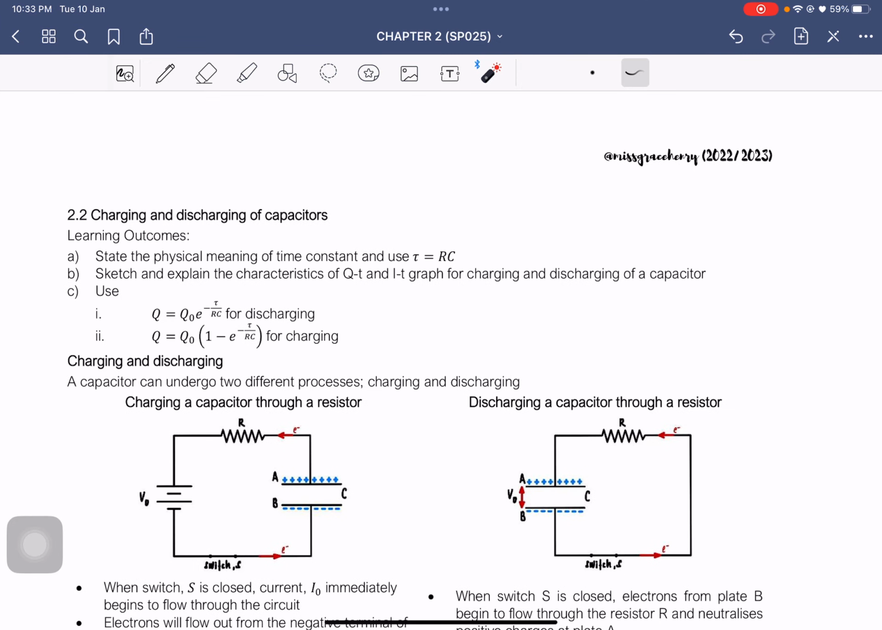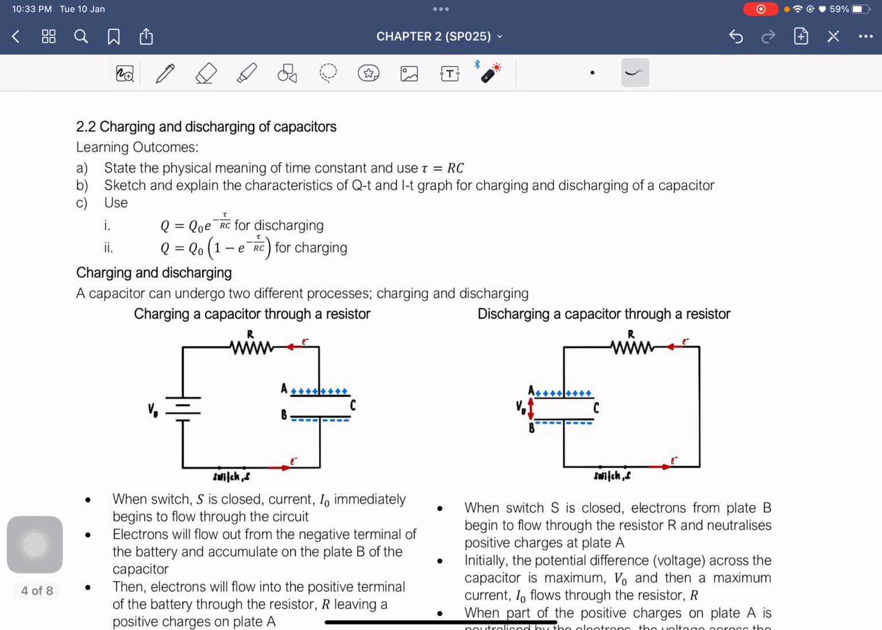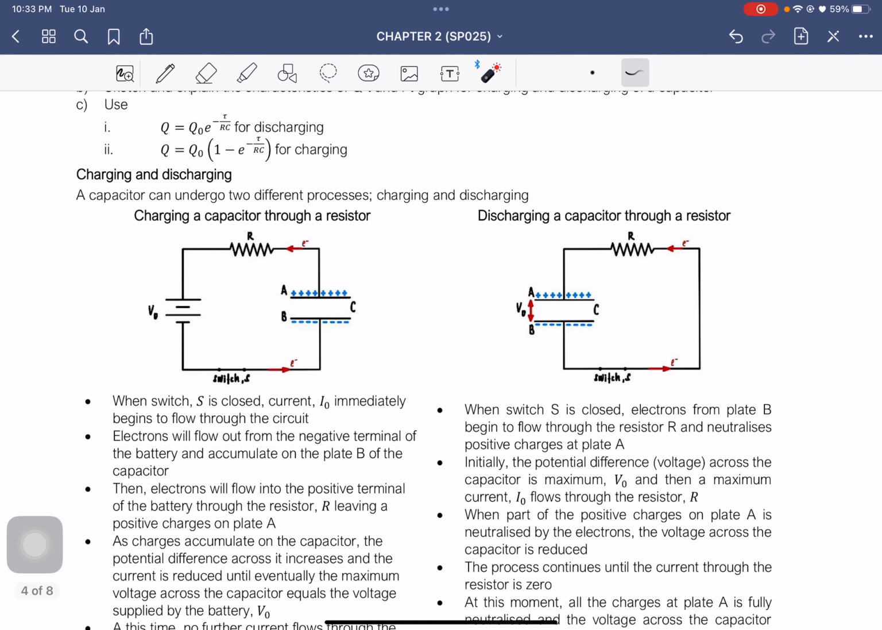Okay, so we have two processes that a capacitor can undergo, which is charging and discharging. So how do you charge a capacitor through a resistor is basically when you turn on the switch, which is when you close the switch, like what you did in today's experiment, the current immediately begins to flow through the circuit. So some of you get 90 microamperes, some of you get 60, some of you get 48. So that is basically your maximum current.